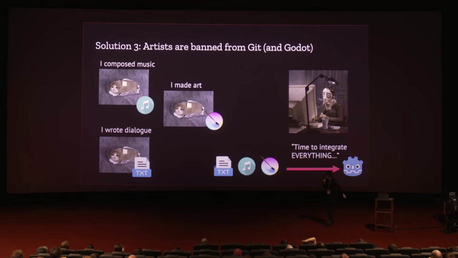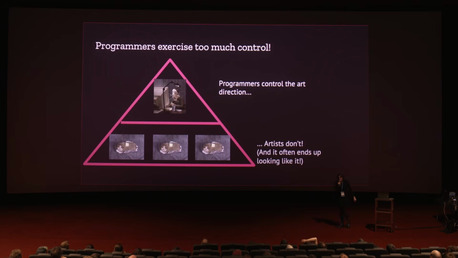So more realistically, what ends up happening is that artists end up banned from Git entirely, and this locks them out of Godot, where we have artists using Photoshop or Krita, we have musicians using their workstations and providing all of these individual asset files to the programmer whose job is to integrate everything, which is also a full-time job, but also it creates a tyranny of the programmer, right? The programmer now controls the art direction for the project.